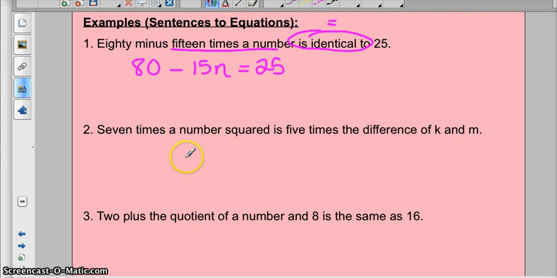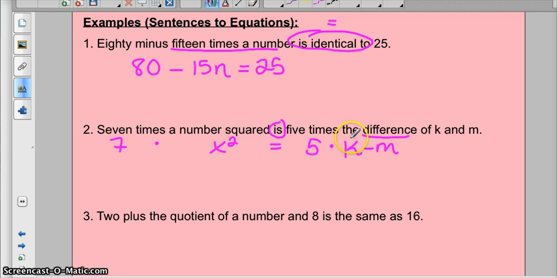Okay, number 2: 7 times a number squared is 5 times the difference of k and m. Okay, so this one's kind of long, but that's okay. We're just going to break it down nice and slow. So first, I'm going to write it nice and spread out so it's right next to the words. So we have 7 times a number squared. So a number, any number, I'll pick x this time, squared, is, so equal to 5 times the difference, so that means subtraction, of k and m. The difference of k and m.